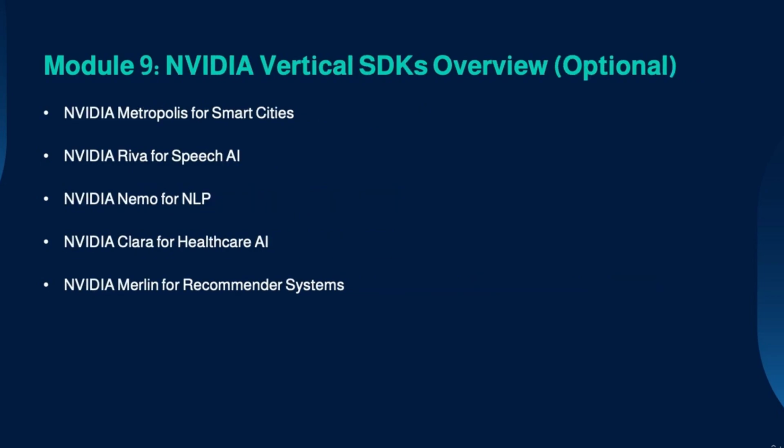Module 9, NVIDIA Vertical SDKs Overview. Explore NVIDIA's vertical platforms, like Metropolis for smart cities, Riva for conversational AI, NeMo for large language models, Clara for healthcare, and Merlin for recommender systems.